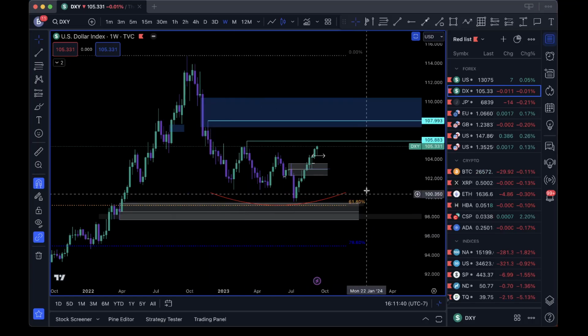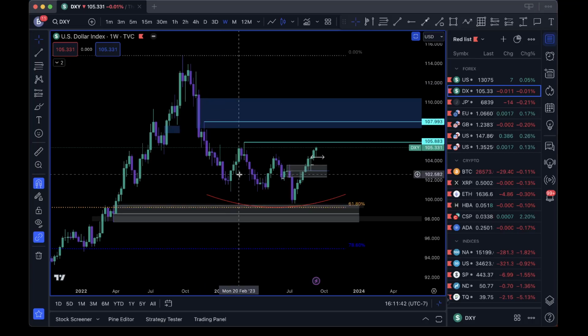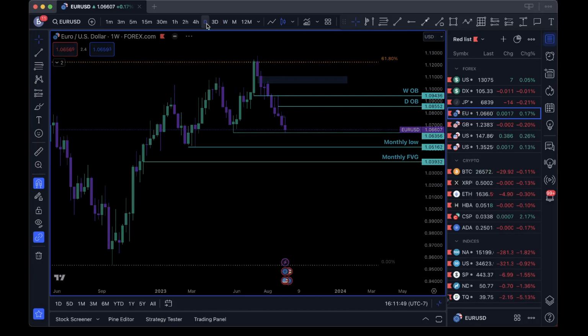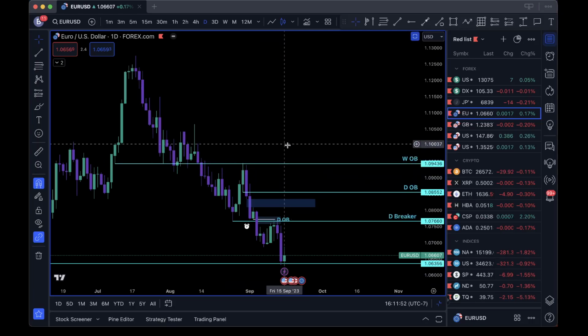Above that, we've got 107.993. The dollar's still bullish, and we do have some news this week. Let me go ahead and go to Euro real quick. And before I jump on the weekly, let's look at the daily and see what kind of news we're looking at coming into the week.